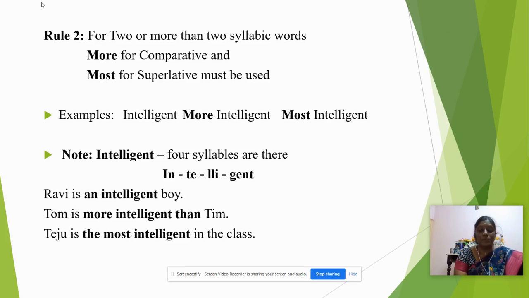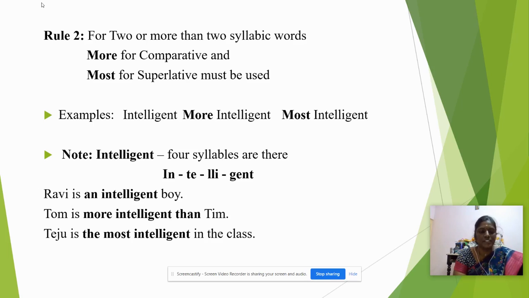Second rule, for more than one syllabic word. For one syllabic word we learned. For more than one syllabic word, how do we change? We have to add the word more before the adjective, and for superlative, we have to use the word most. So for two or more syllabic words, we have to use more for comparative and most for superlative.